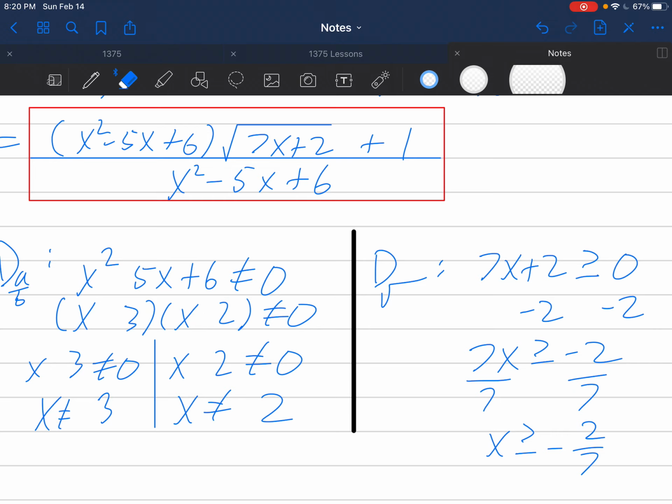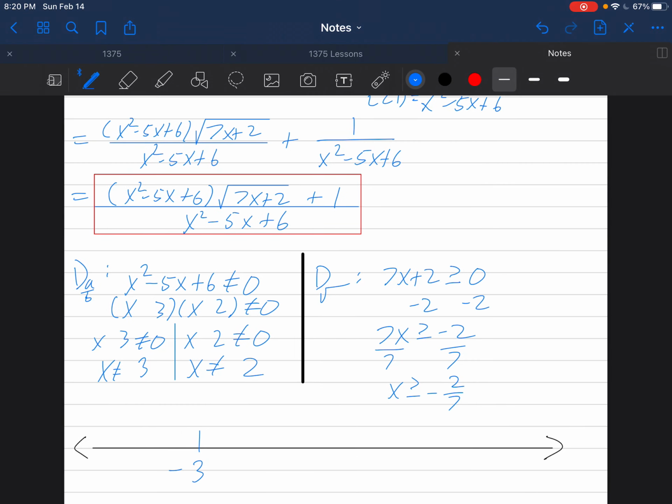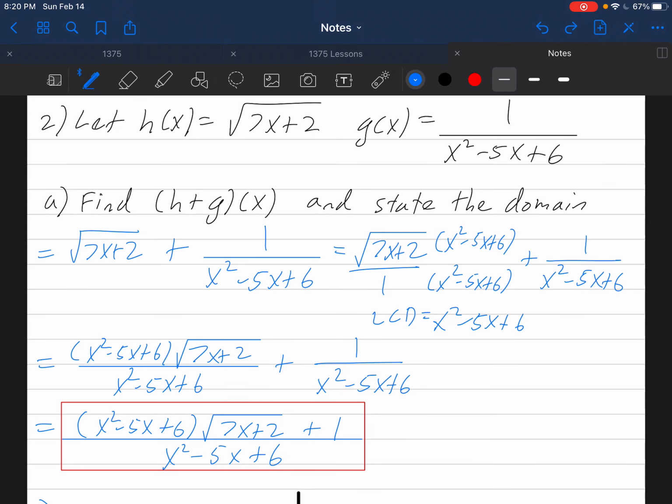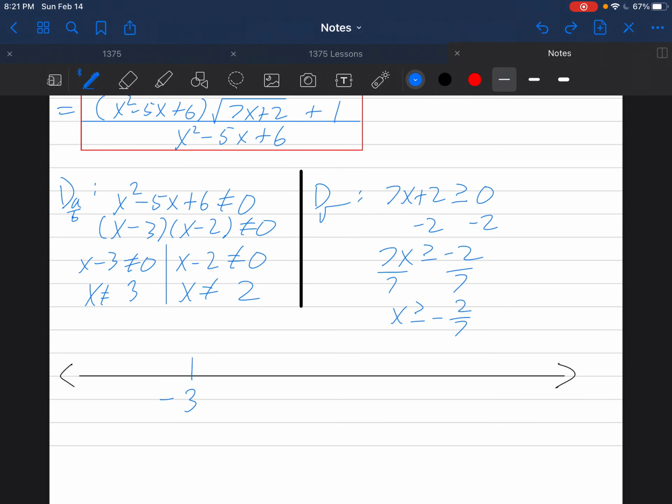We are changing this, the denominator, x squared minus 5x plus 6. x minus 3, x minus 2 cannot equal 0. That means x minus 3 cannot equal 0, so x is not equal to 3. And over here, x minus 2 not equal to 0 means x is not equal to 2. Those are our critical values. I am very sorry about that. This is x squared, yes. X squared minus 5x plus 6. I'm sorry about that.